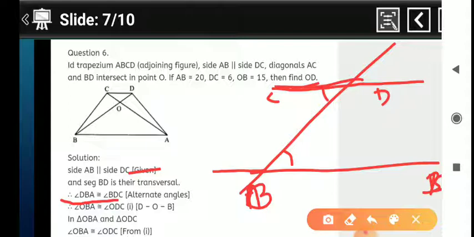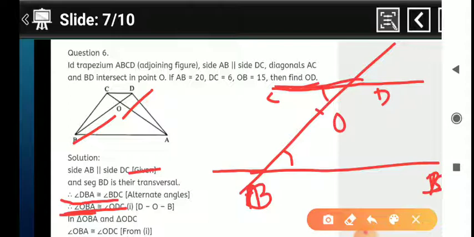Now point O is here at the center. So angle DBA we can write as angle OBA, and in place of angle BDC we can write angle ODC. Therefore angle OBA is congruent with angle ODC. This is our equation number 1.